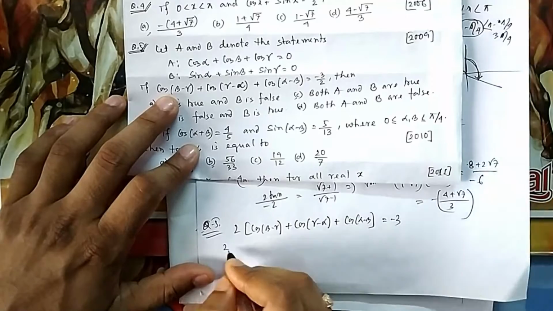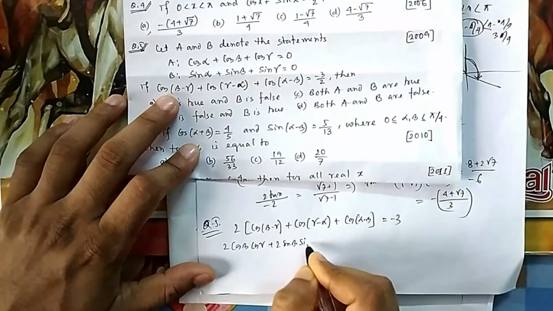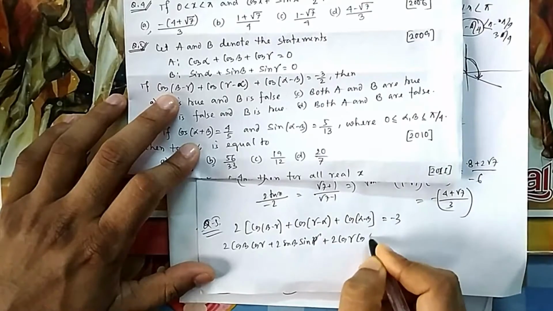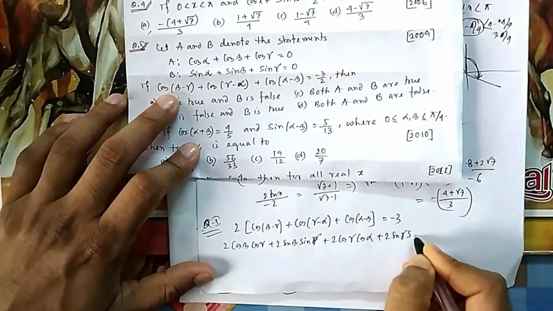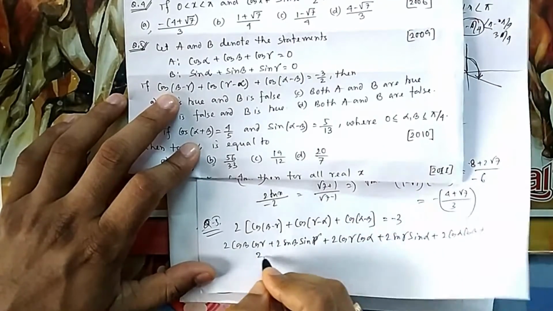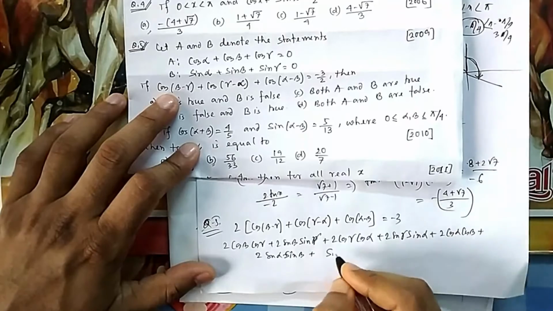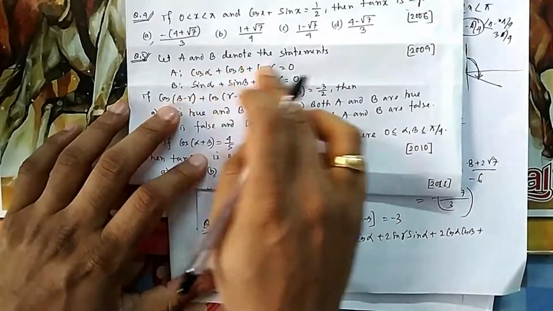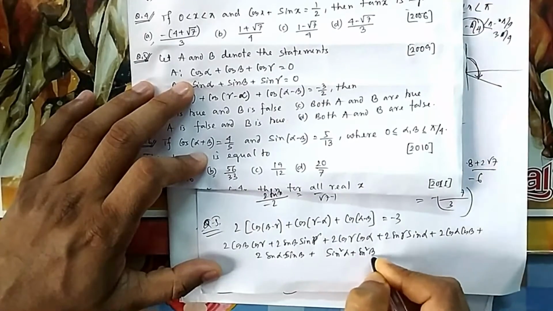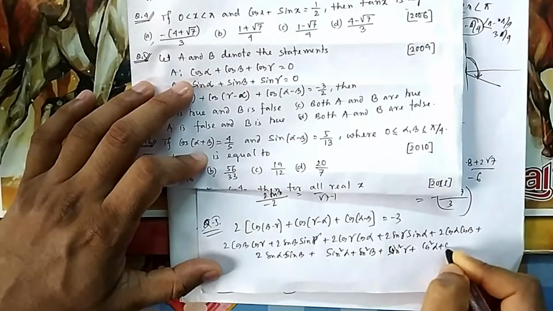Okay, so if I expand it, it will be 2 cos beta cos gamma plus 2 sin beta sin gamma, then 2 cos gamma cos alpha plus 2 sin gamma sin alpha, and 2 cos alpha cos beta plus 2 sin alpha sin beta. Now if you take 3 this side, because lots of 2's are there, and these two statements are also there, you can write sin square alpha plus sin square beta plus sin square gamma, then cos square alpha plus cos square beta plus cos square gamma.